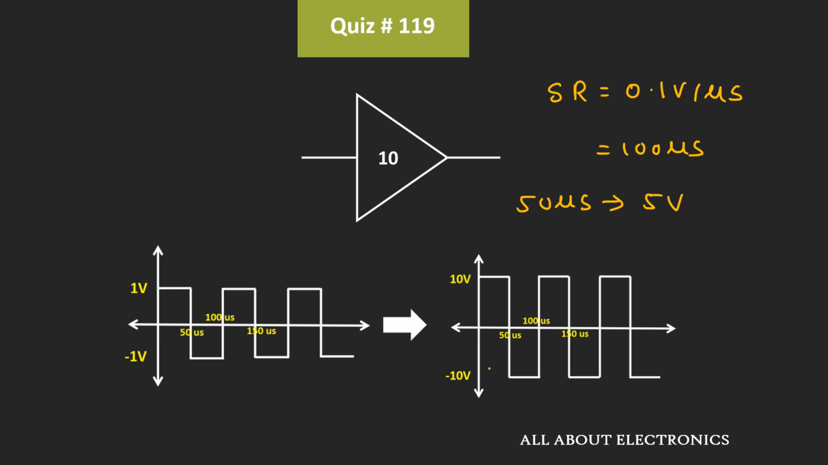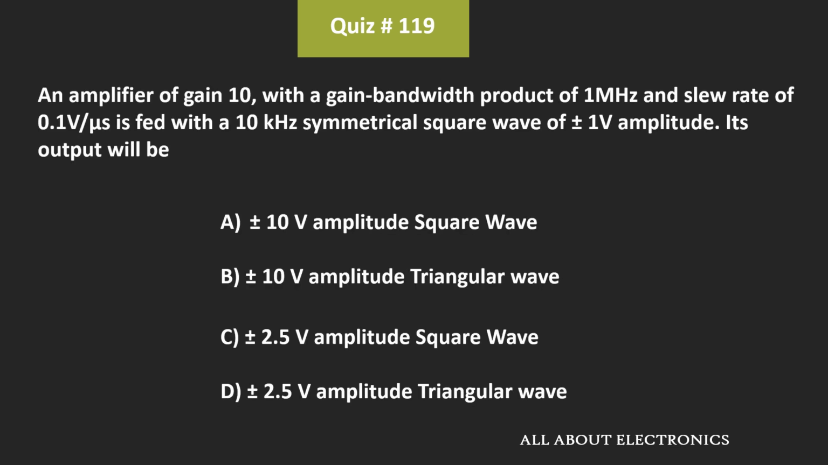So in a steady state condition, if you see the output, then it will vary between minus 2.5 volt to plus 2.5 volt. And in a steady state condition, the output of this amplifier will look like a triangular wave. This triangular wave will vary between minus 2.5 volt to plus 2.5 volt. So because of this slew rate, the output of this amplifier will look like a triangular wave. So from this we can say that for the given question, the answer is D.